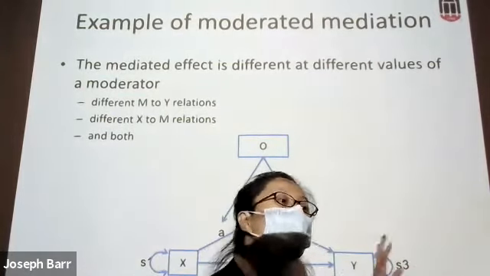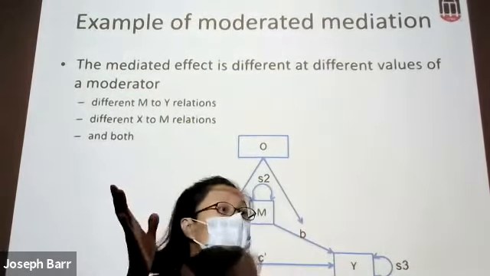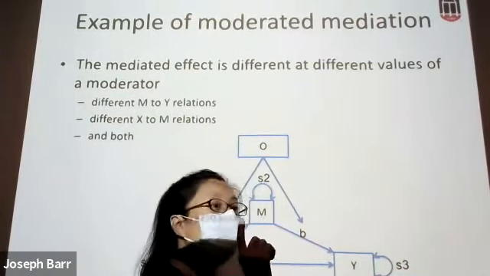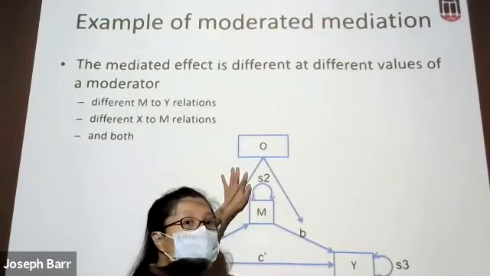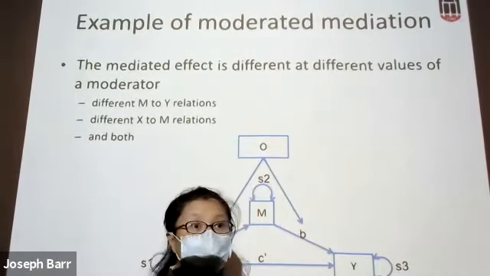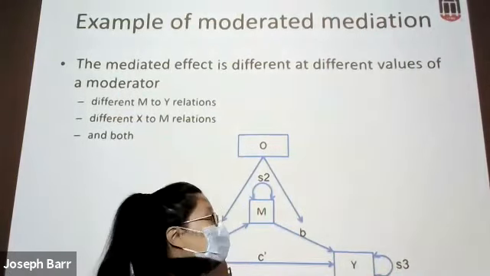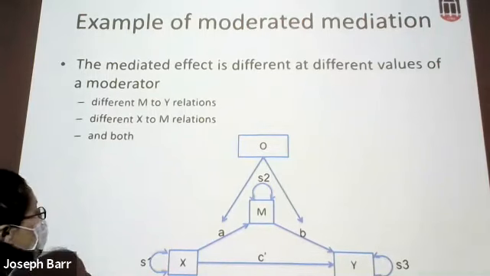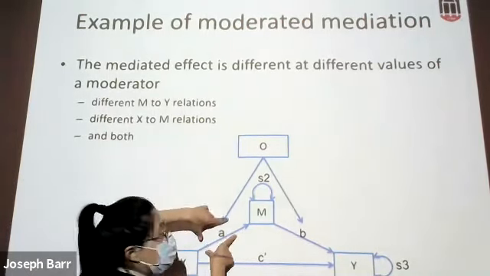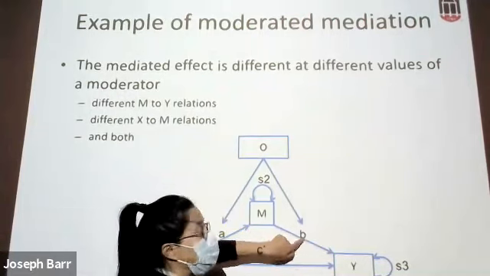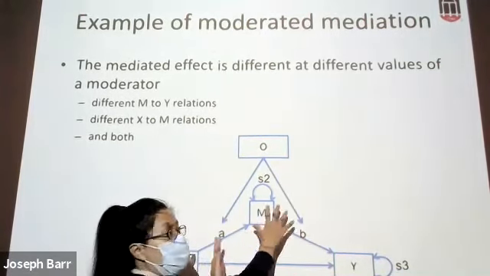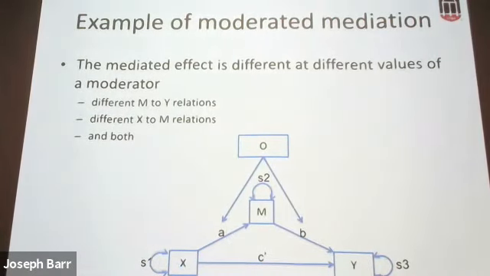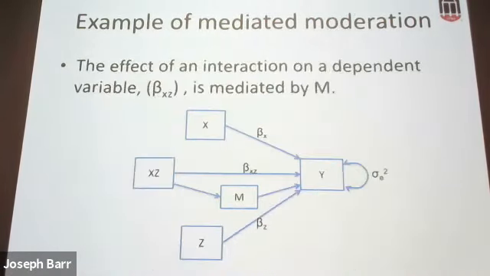Maybe for male, there's a mediation effect. For female, there's no mediation effect. In that case, there's a moderation effect of gender. Gender will change the mediation effect. This is called a moderated mediation. But sometimes it just changes path A only, sometimes it changes B, or sometimes it changes both. It depends. This is one possible example.